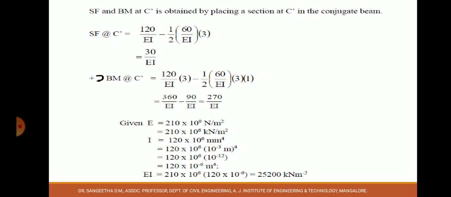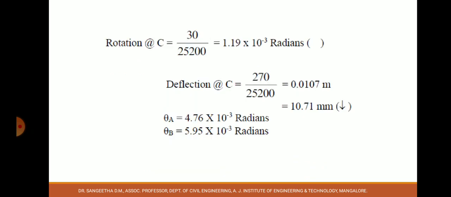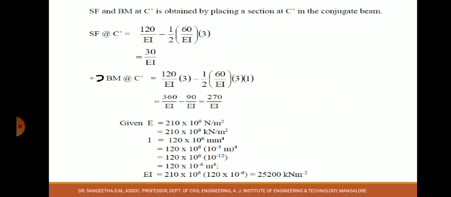And in this particular problem, to be noted, E and I values are given. So you have to substitute and find out the actual value of bending moment and shear force at C. That is the rotation and deflection values in mm. So E is equal to 210 into 10 power 9. I is 120 into 10 power 6. So you have to multiply the things and you will get a numerical kilonewton meter square. So that rotation at C, rotation is nothing but shear force at C. Shear force is at whatever the point you have, that is nothing but rotation.